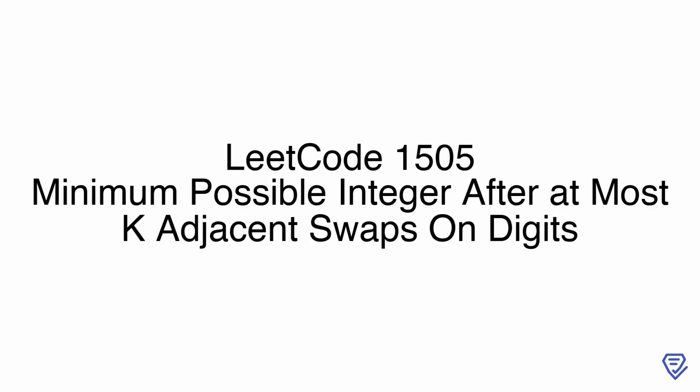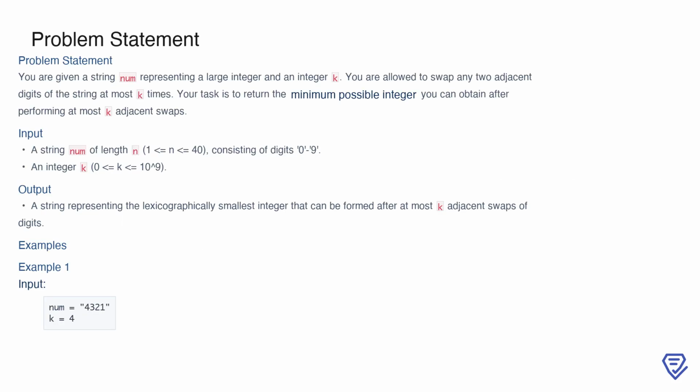Let's dive in. In this problem, you are given a string number that represents a large integer, and an integer k that specifies the maximum number of adjacent swaps you can make between digits of number. Your task is to determine the smallest possible integer, in lexicographical order, that can be formed after performing at most k swaps. The input includes the string number, which can have a length between 1 and 40, and the integer k, which can range from 0 to 10 to the power of 9. The output should be a string that represents this minimum integer.